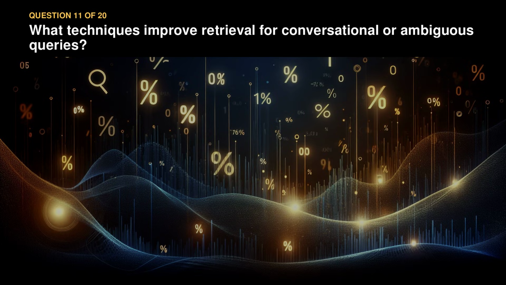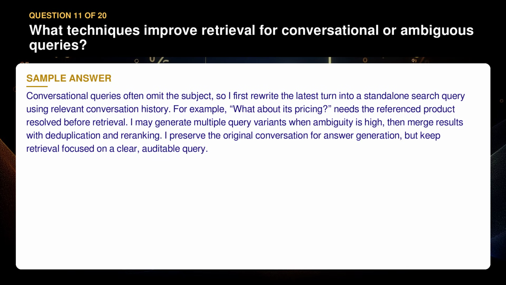Question 11. What techniques improve retrieval for conversational or ambiguous queries? Conversational queries often omit the subject, so I first rewrite the latest turn into a standalone search query using relevant conversation history. For example, "what about its pricing?" needs the referenced product resolved before retrieval.